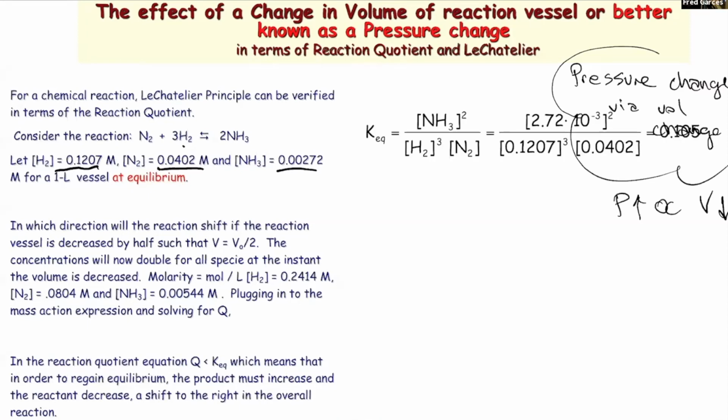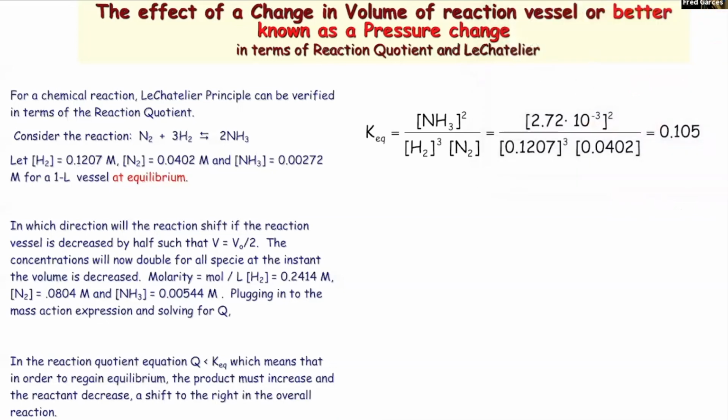Okay, so we have this right here. I'm going to clear this out. And that equilibrium constant is 0.105. Now, suppose we take that reaction vessel and we increase the pressure by making the volume half the value. We go from 1 liter to 0.5 liters. Look what happens.